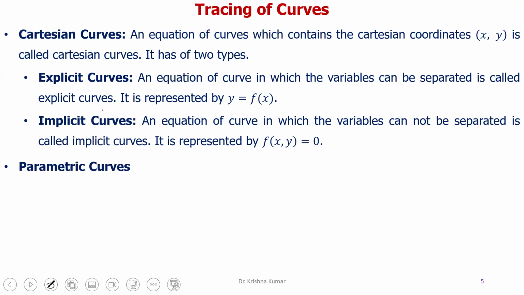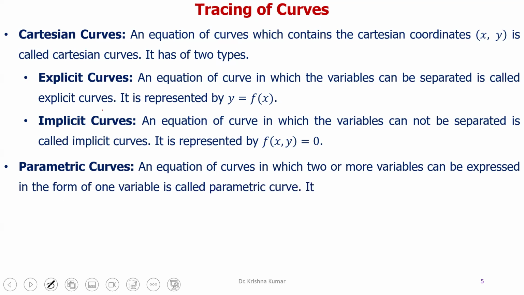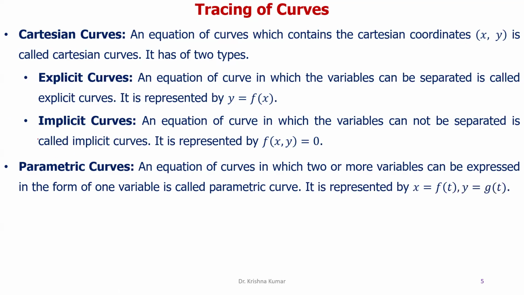The second type of curve is called parametric curves, an equation of curves in which two or more variables can be expressed in the form of one variable is called parametric curve. It is represented by x is equal to f of t and y is equal to g of t. This is called parametric curve. x and y are represented by only one variable t.